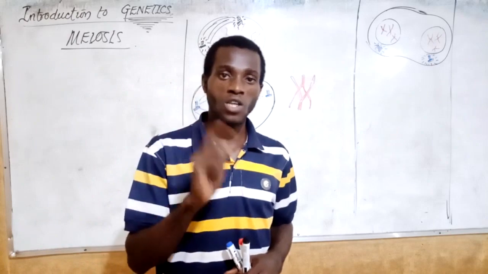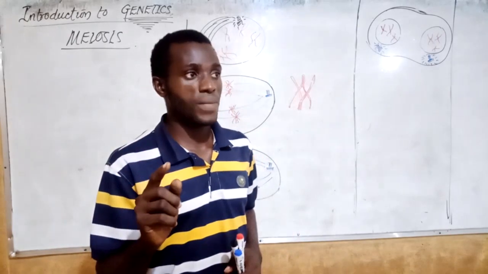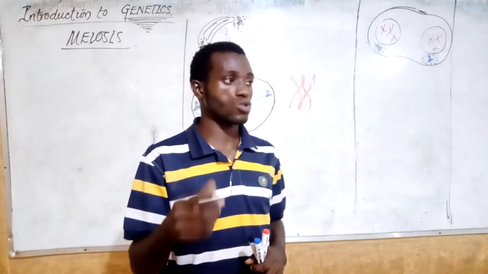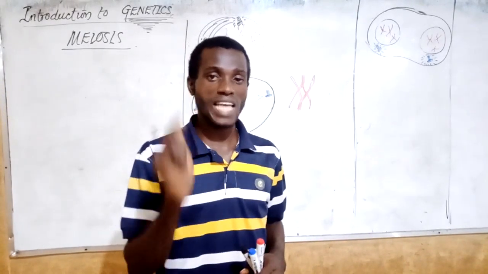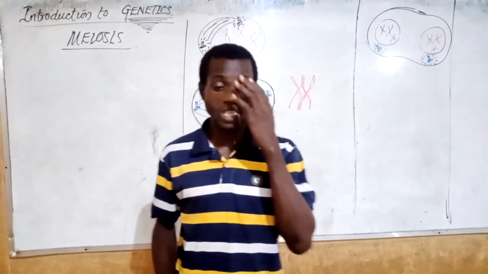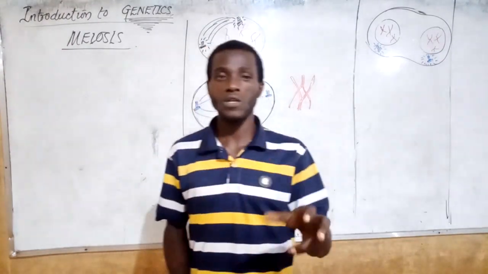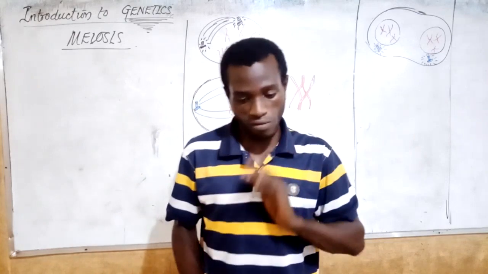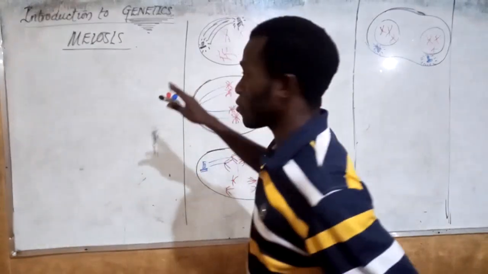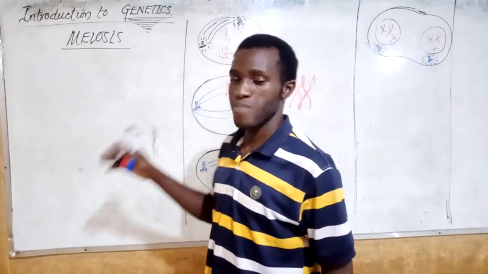All right. So in order to stop this, there is a type of division that gives rise to daughter cells with half the chromosomes present in the parent. And this kind of cell division is called meiotic division, or meiosis.